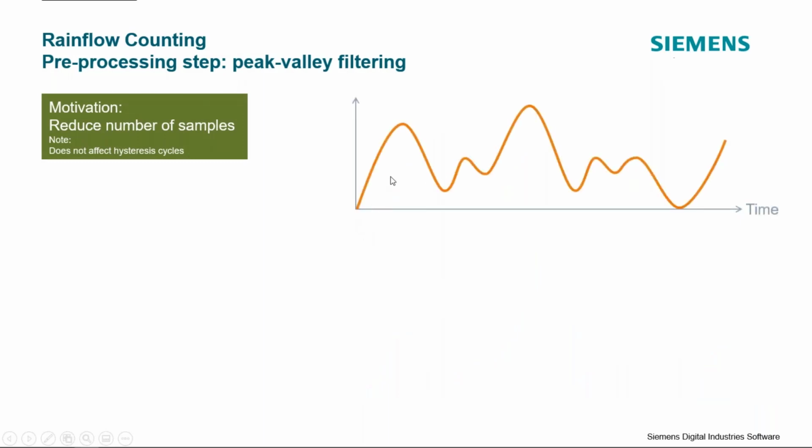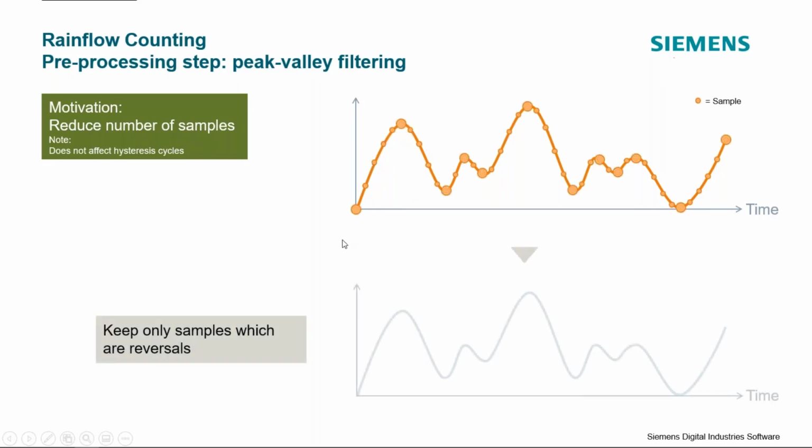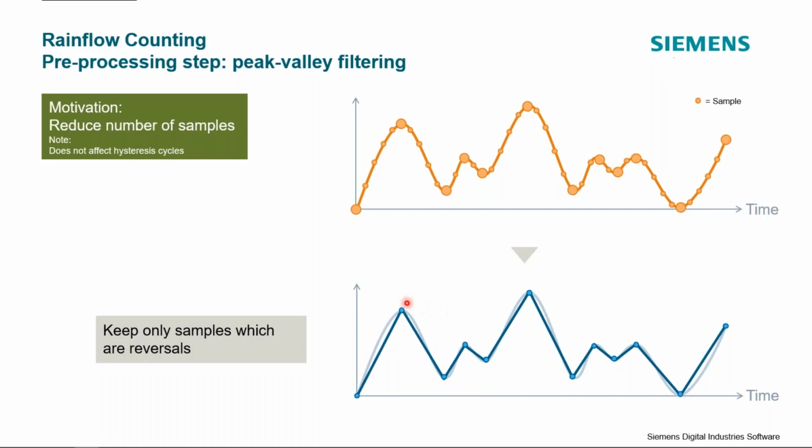We then take our more complicated signal with many different samples, and we throw out any of the samples which do not contain reversals. So we might go from something like this to a more linear curve that looks like this, that only contains these reversals, because these reversals are what will cause damage on our product.